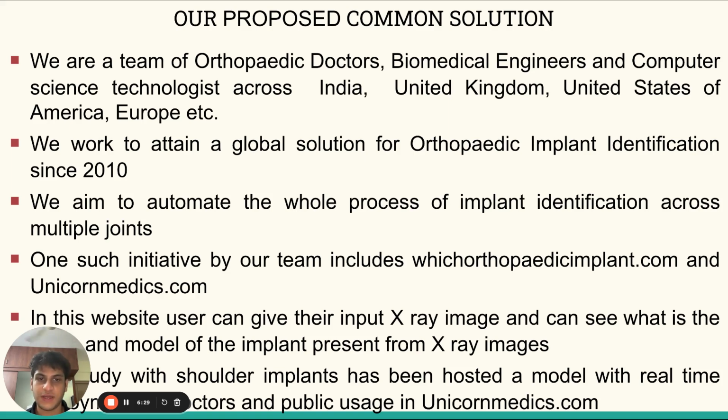One such initiative by our team includes whichorthopedicimplant.com and unicornmedics.com. On these websites, the user can give the input X-ray image and can see what the make and model of the implant present in the X-ray image is. Our study with the shoulder implants has also been hosted on a model which is available in real time for doctors and the public to use at unicornmedics.com.